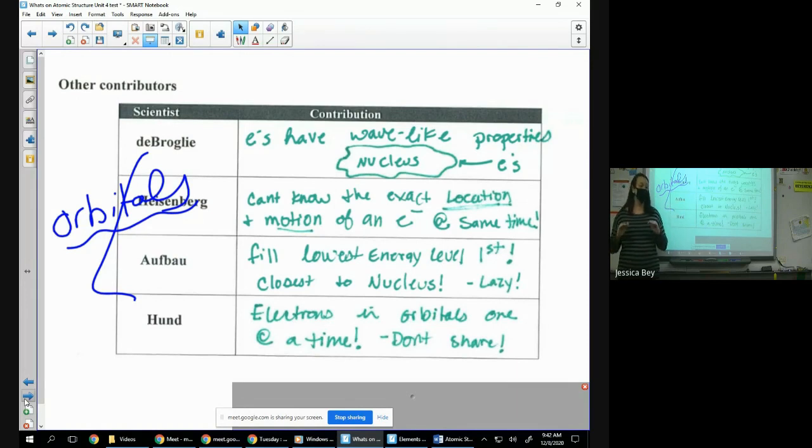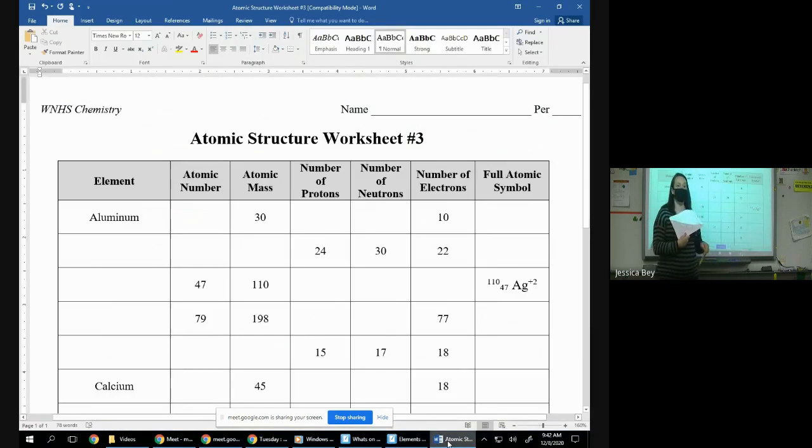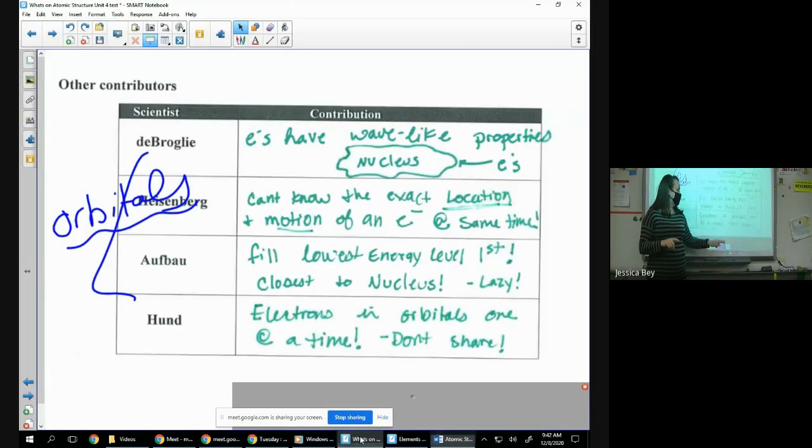Then, if you have not finished all of the lectures, I want you to take this time to pick up where you were, finish the lectures. You also can finish the elements worksheet here. You can also, there's an atomic structure worksheet number 3 that if you want to get some practice before the quiz or before the test on Friday as well. So there's lots of stuff. Lecture questions. Make sure you're finishing this.